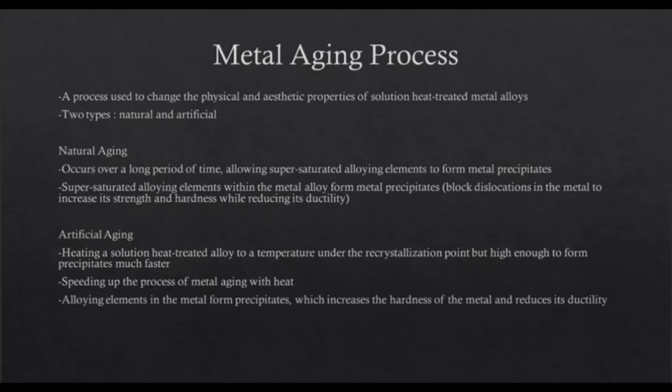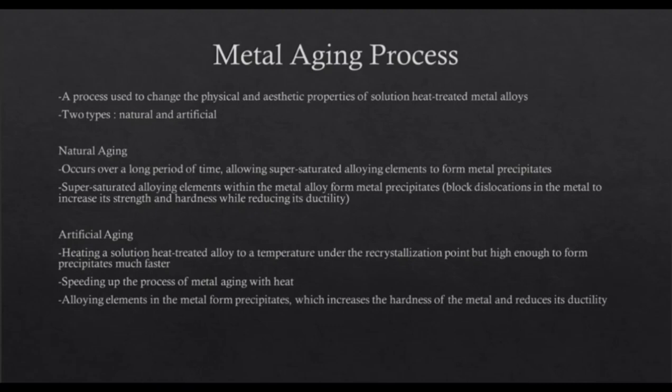Metal aging is a process used to change the physical and aesthetic properties of solution heat-treated metal alloys. There are two types of metal aging, natural and artificial. Natural aging occurs over a long period of time, allowing supersaturated alloying elements to form metal precipitate. During the natural aging process, supersaturated alloying elements within the metal alloy form metal precipitate, which block dislocation in the metal, increasing its strength and hardness while reducing its ductility.